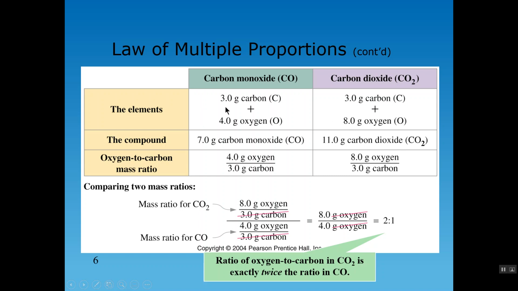As you can see here, in the case of carbon dioxide compared to carbon monoxide, if the mass of carbon is 3 grams in each case, then the mass of oxygen in carbon dioxide will be twice that in the case of carbon monoxide, all right? So there's going to be a 2-to-1 ratio, as you can see calculated down here. And that, of course, is reflective of the fact that there are 2 oxygen atoms in one molecule of carbon dioxide, whereas there's only one atom of oxygen in one molecule of carbon monoxide. So that's where the 2-to-1 ratio comes from, all right? And you'll see this in other compounds as well.